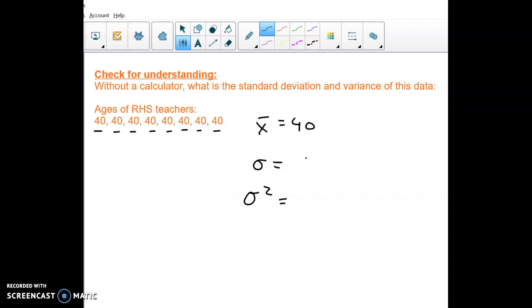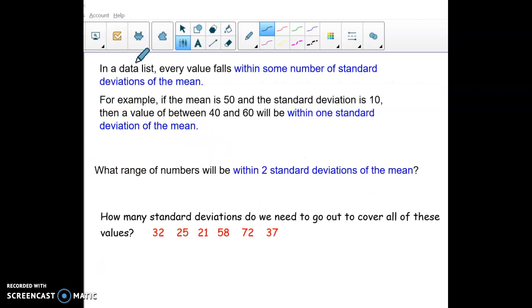Okay, and the answer is 0. There is no spread out from the mean. They're all exactly the same as the mean. So the standard deviation would be 0, and then the variance would just be 0 squared, which is just 0. So this would be an extreme example where the data is not at all spread out, and so the standard deviation would be 0.